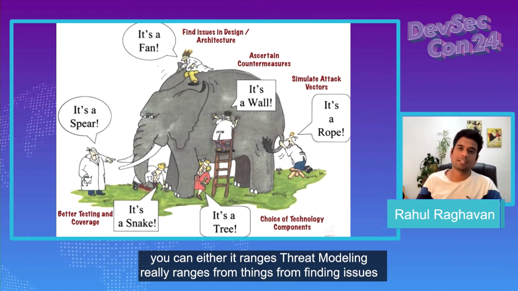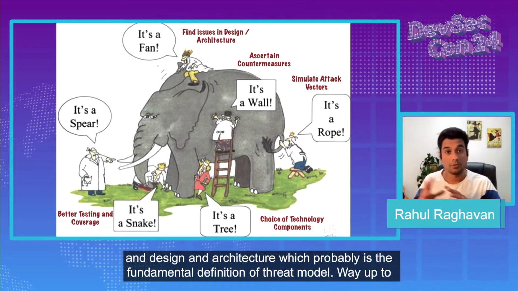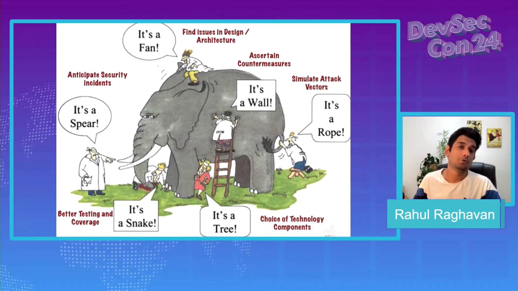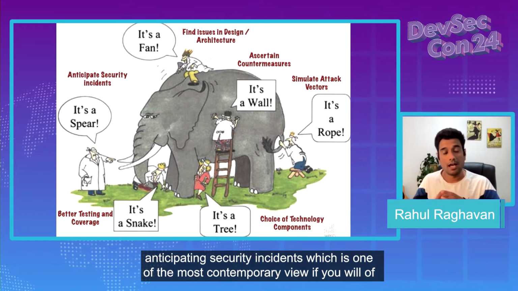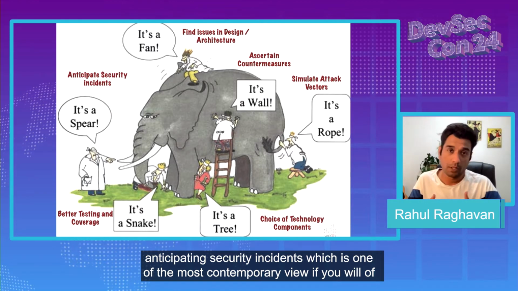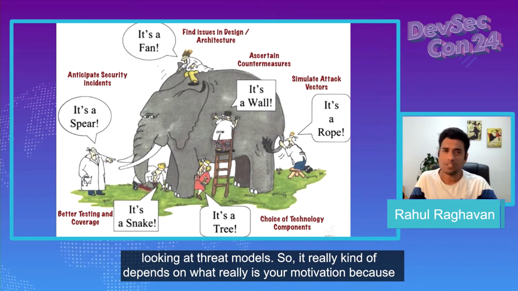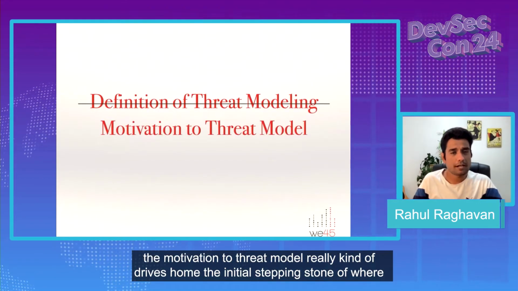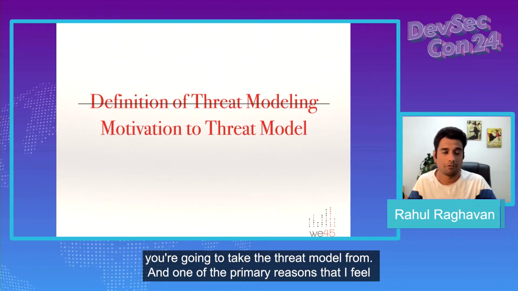So threat modeling really ranges from finding issues in design and architecture, which probably is the fundamental definition of threat modeling, way up to anticipating security incidents, which is one of the most contemporary views, if you will, of looking at threat models. So it really depends on what your motivation is, because the motivation to threat model really drives home the initial stepping stone of where you're going to take the threat model from.